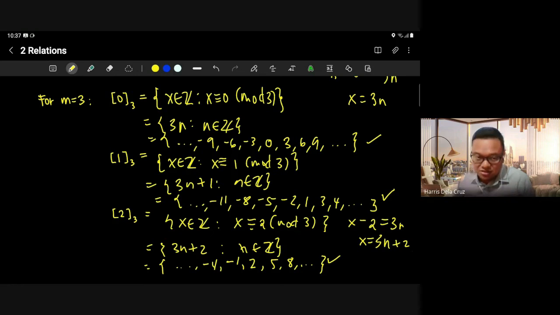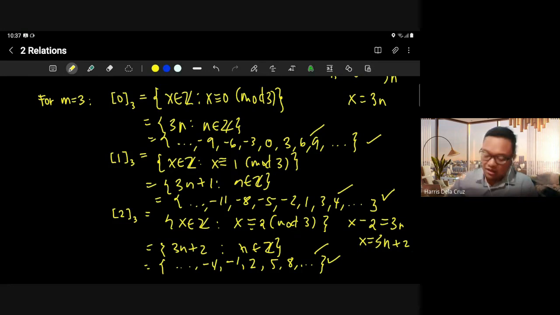Lahat ng integers, either remainder 0 pag dinivide mo sa 3, remainder 1 pag dinivide mo sa 3, or remainder 2 pag dinivide mo sa 3. So they are mutually disjoint and they consist of all integers. Therefore, this is a partition. This is a partition of Z. Now, ang maganda sa partition na to, kung mapapansin nyo, infinite din yung set natin. Each set is infinite. Diba?